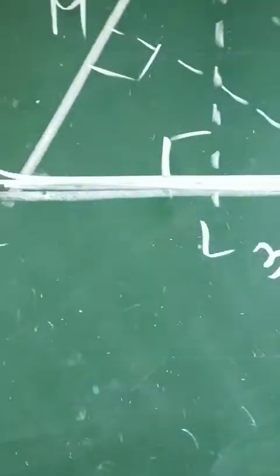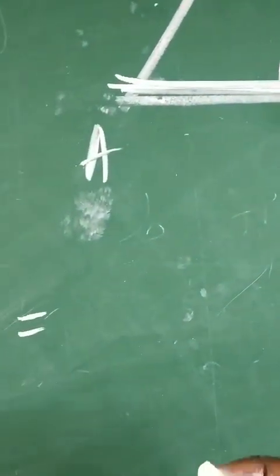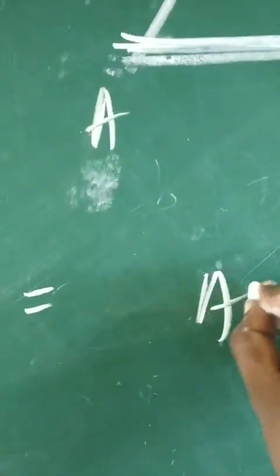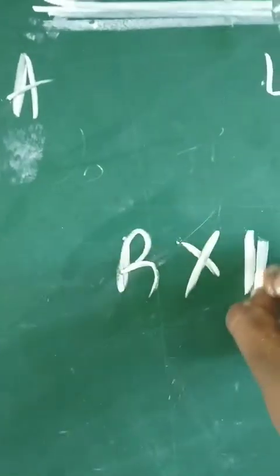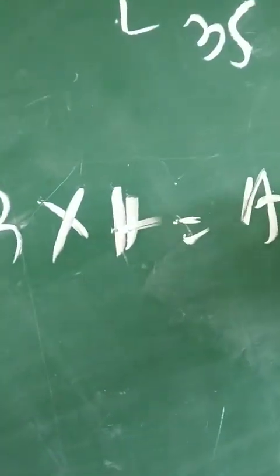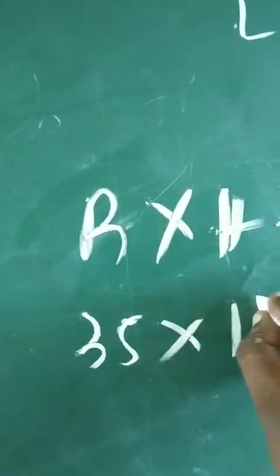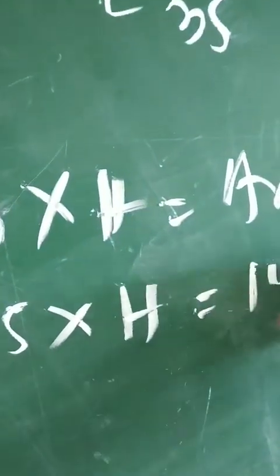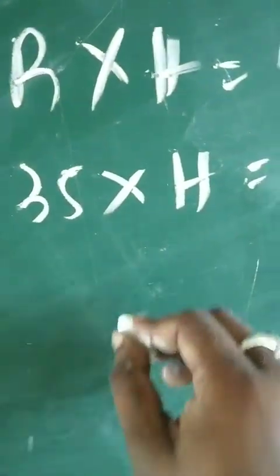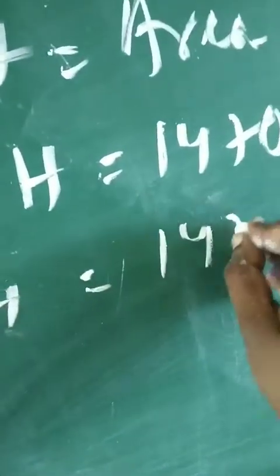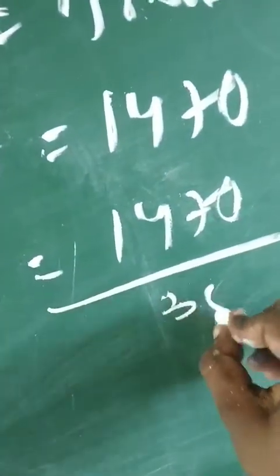This is the base and this is the height. So I'll just solve in this way. Base into height equal to area. Base is 35. Height is unknown. Area is 1470. So H is equal to 1470 by 35.